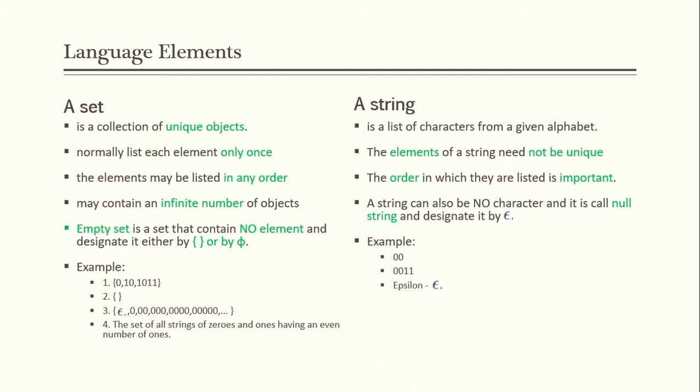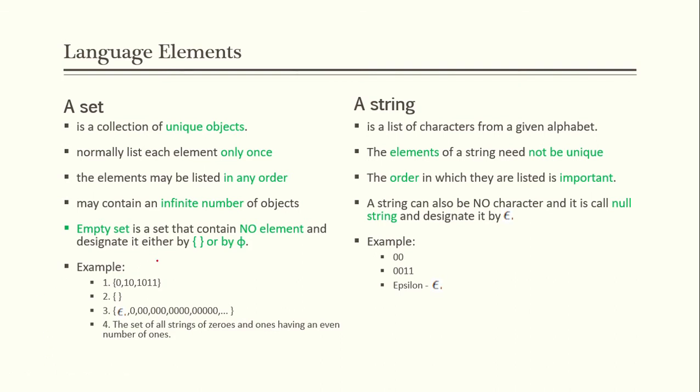A set can also be an empty set, for example a set that contains no elements. We call it an empty set. It is written in the form of open and close curly brackets, or it can be a symbol like a circle with a vertical line in the middle.